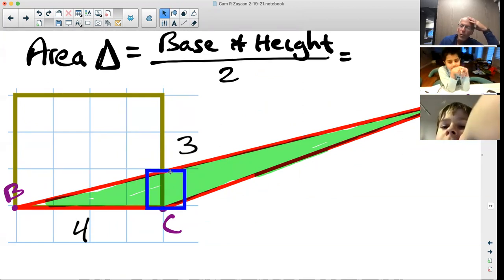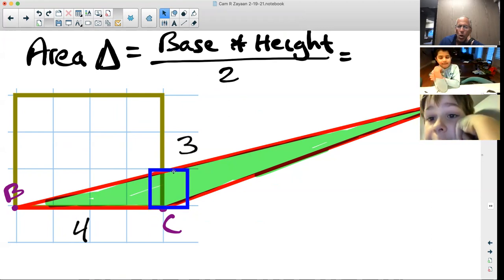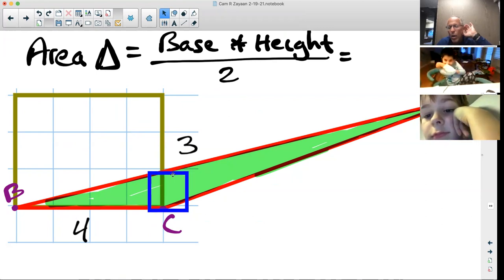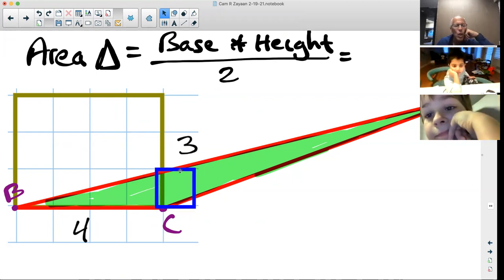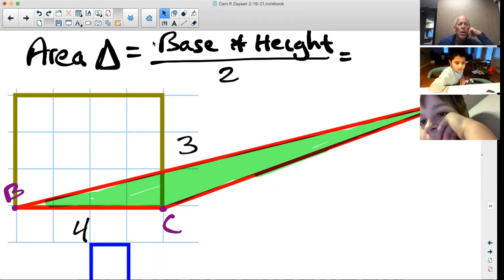No. What do you think, Cam? I didn't actually know how big the squares were. I've got nothing. You got nothing. So, try again. Remember? Yes, Zayaan? I'm going to try again.